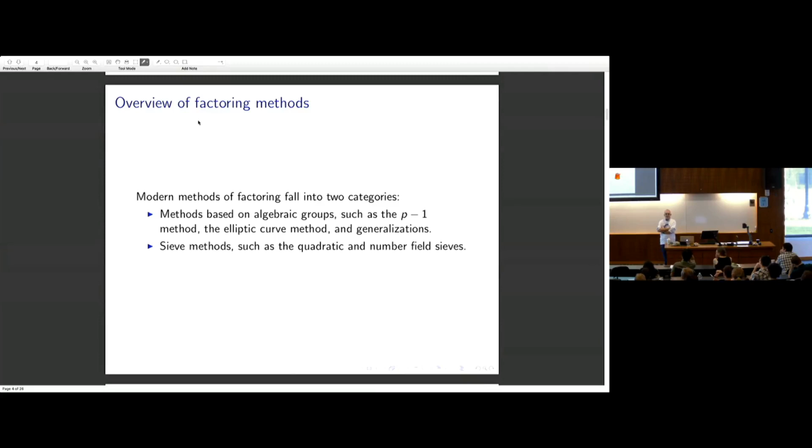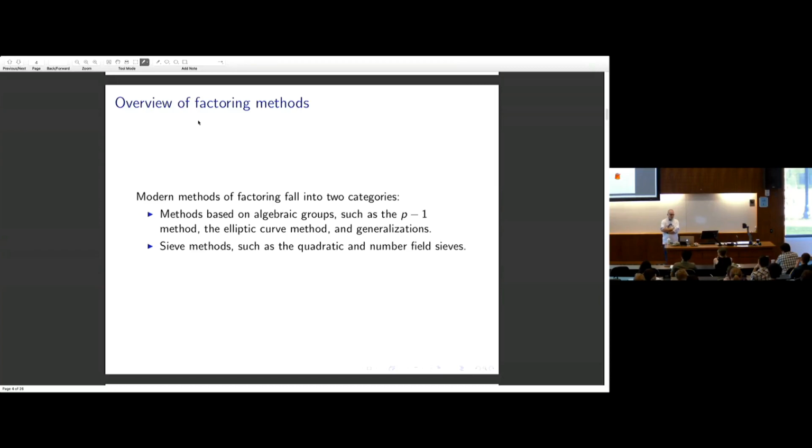These are sieve methods. The thing that distinguishes them is that with algebraic group methods, their running time tends to depend on the size of the smallest prime factor of the number. So they are good at finding the relatively small prime factors of a number. Sieve methods are blind to the size of the factors of the number. They take just as long to find 7 as a factor of some huge number as they would to factor a number into two 80-digit primes.